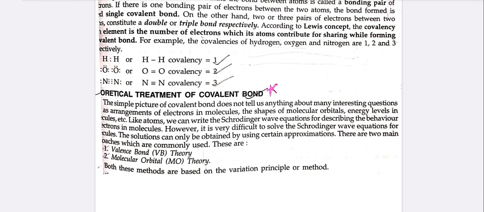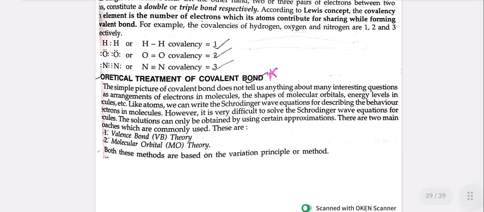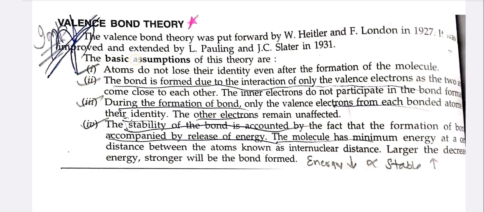There are two main approaches which are commonly used. The first is the valence bond theory, VBT, and the second one is the molecular orbital theory, MOT. Both these methods are based on the variation principle or method. The valence bond theory was put forward by W. Heitler and F. London in 1927. It was later improved and extended by L. Pauling and J. C. Slater in 1931.